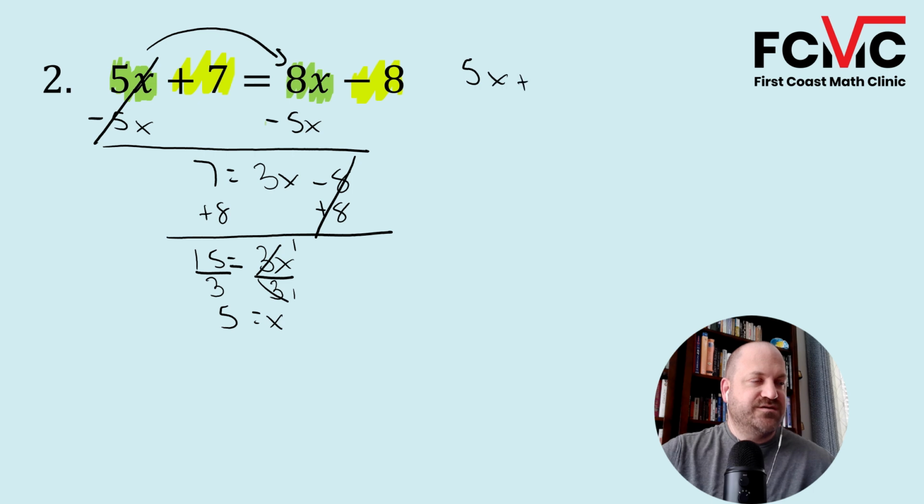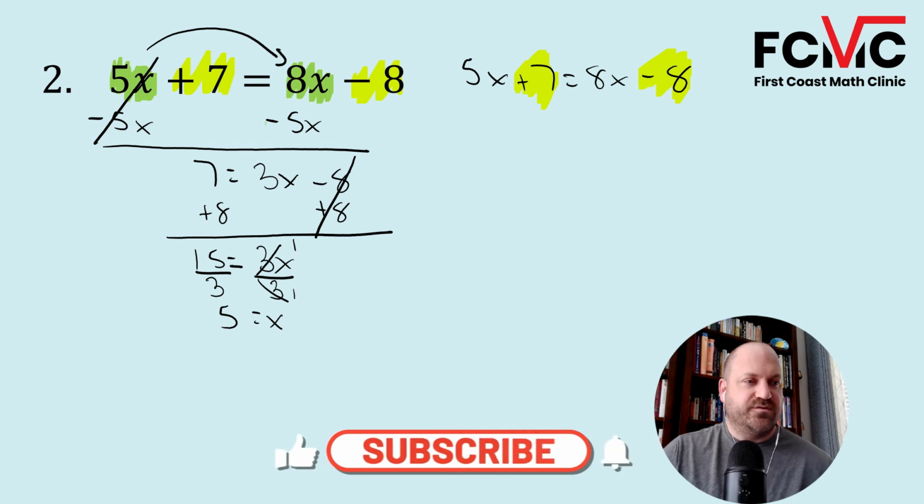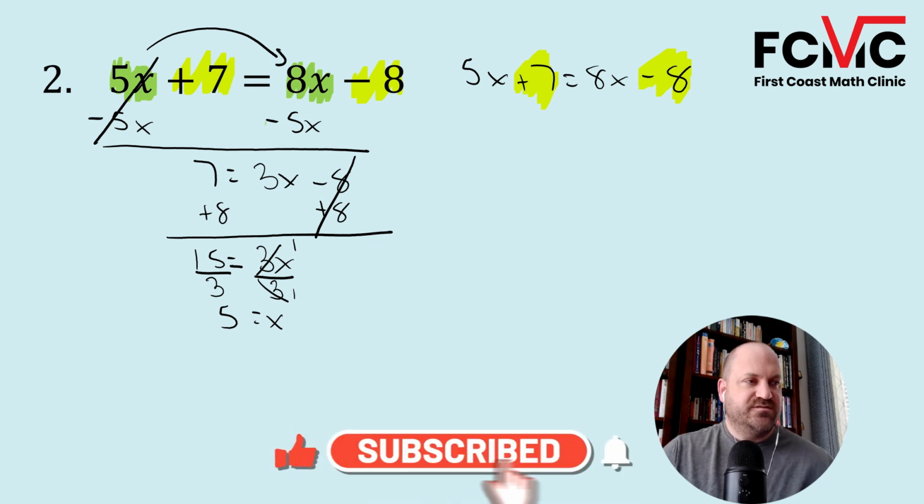So 5x plus 7 equals 8x minus 8. There's 4 different possible first steps that we can do to solve this, and as long as we do that first step correctly, we're going to get the same answer. So let's combine maybe the 7 here and the minus 8.